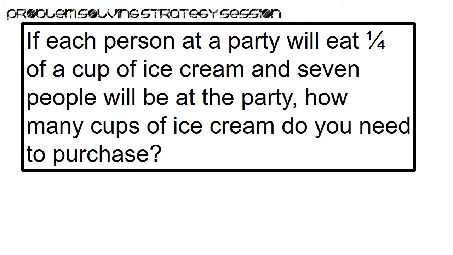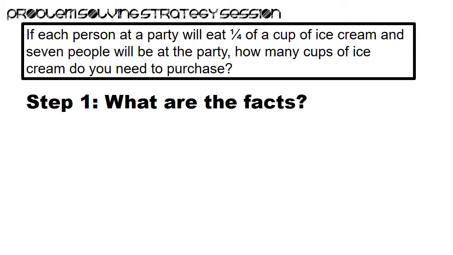And so we're given this problem. If each person at your party will eat 1/4 a cup of ice cream, and 7 people will be at the party, how many cups of ice cream do you need to purchase? So our first step is, let's go ahead and list out the facts. We're not solving it yet, we need to figure out what the facts are.